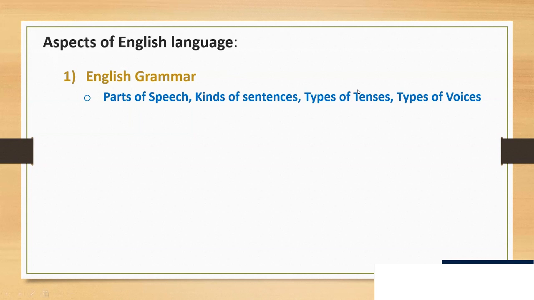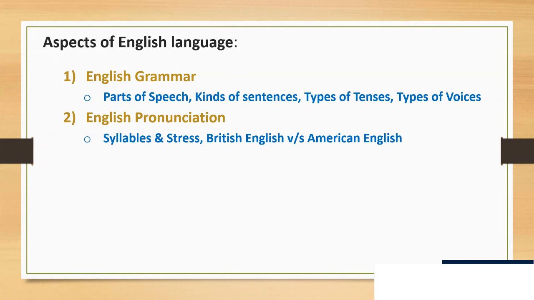After English grammar, we will discuss English pronunciation. English pronunciation is important, and from country to country, pronunciation varies. For example, British pronunciation and American pronunciation. When we start working for any client, that client may be from the US or from Europe, right? So there is a slight difference between British English and American English that we will be discussing in our English pronunciation, along with syllables and stress.